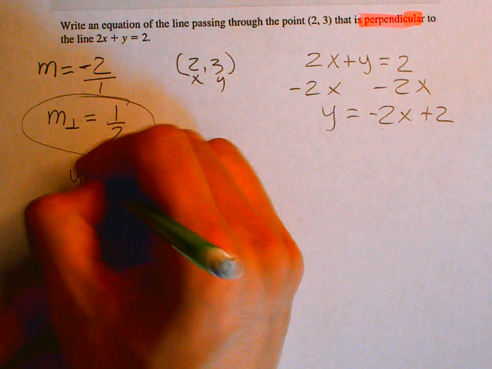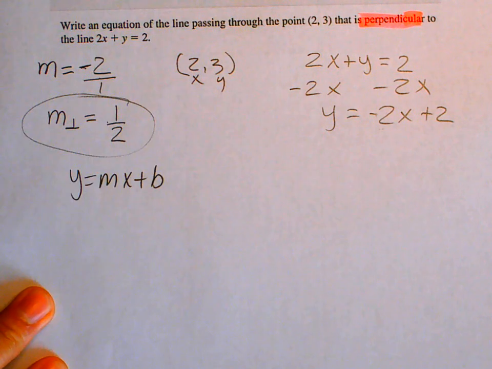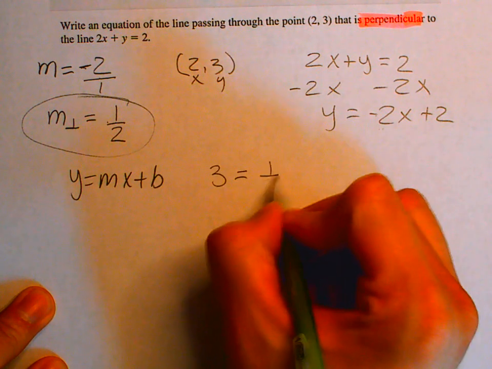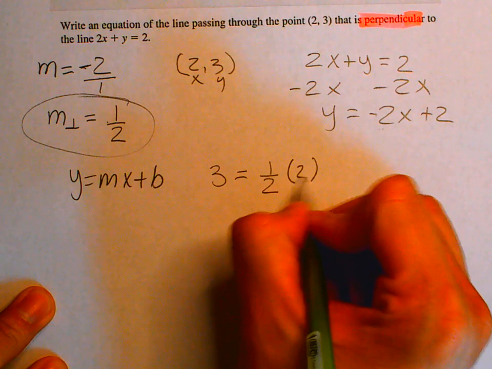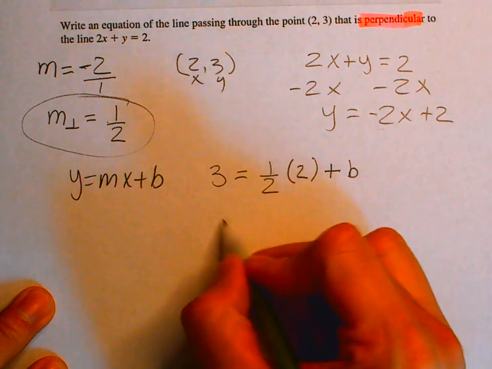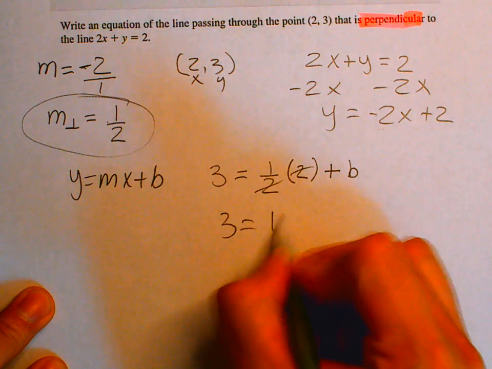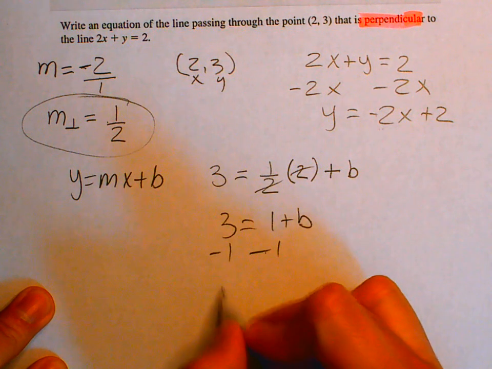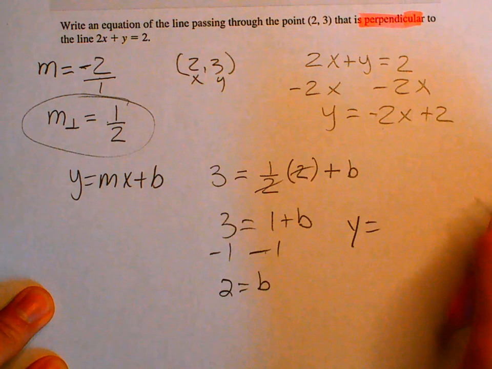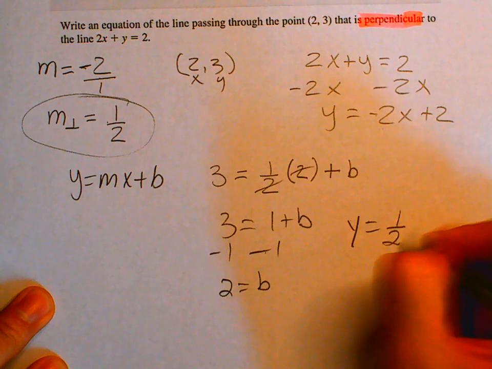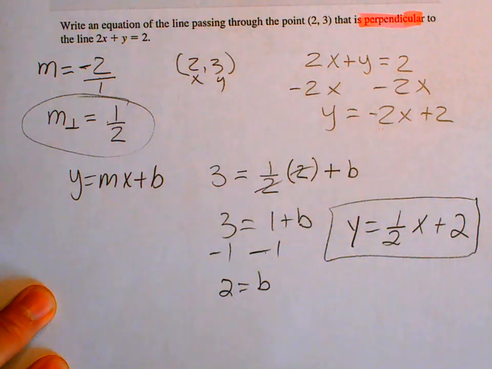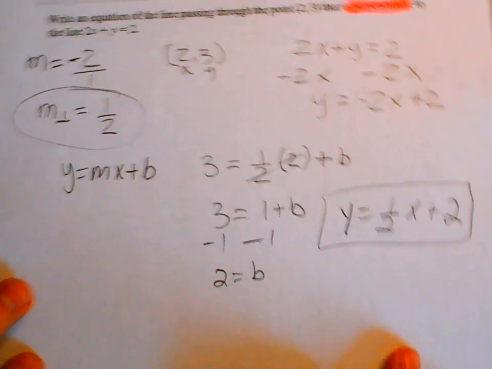So once again, y equals mx plus b. Okay, so we're going to get 3 equals 1/2 x. The value of x is 2 plus b. Now 1 times 2 is 2 divided by 2, that's 1. Then 3 minus 1, b equals 2. Which means that my equation is going to be y equals 1/2 x plus 2. Now guys, sometimes you're going to get a very messy fraction, and that is okay. Okay?